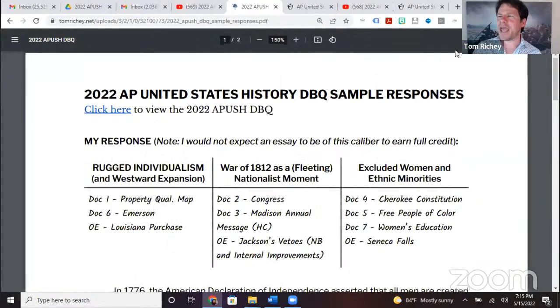Now, I plan to add some responses that will get different levels of credit. This is basically the one that I sat down and wrote, that I gave myself an hour to see what I could put up there. And so what I ended up doing is, in order to use all 7 of the documents, I made one group that was based on rugged individualism, and I tied them together with westward expansion.